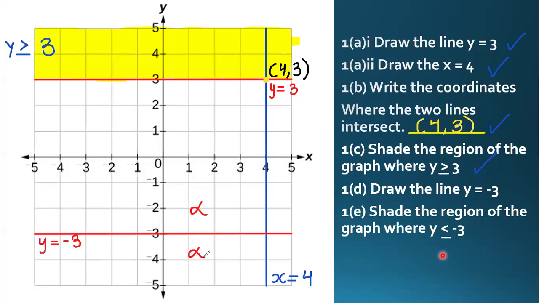Okay, put A if you think above. Put B if you think below in the chat. Are we going to shade above the graph, or are we going to shade below? They say shade the region where y is less than or equal to -3. Are we going to shade above or below? Put your answers inside the chat for me, please. Let me see what y'all are saying.